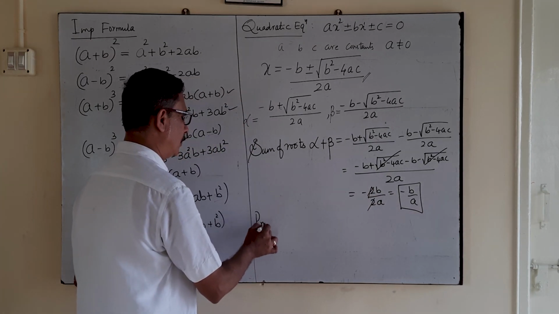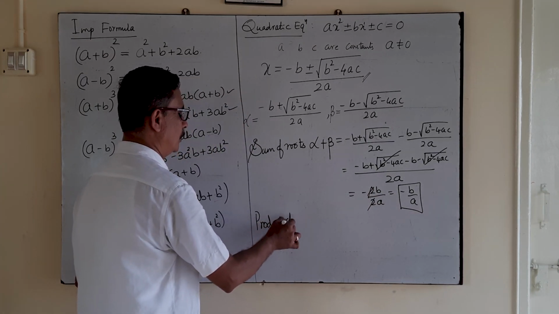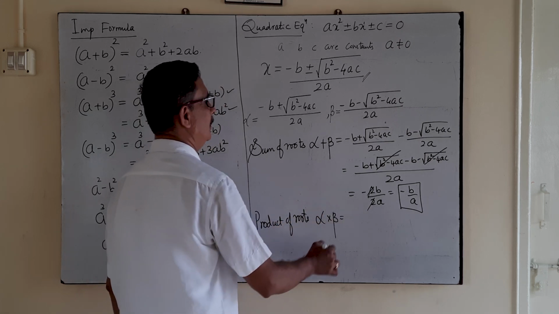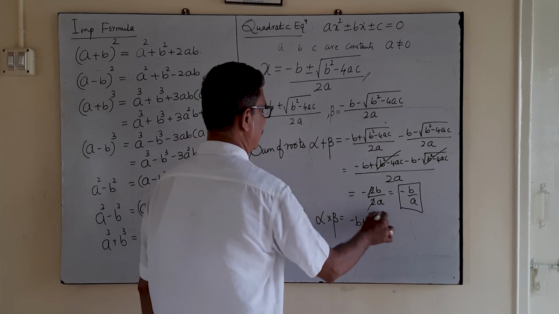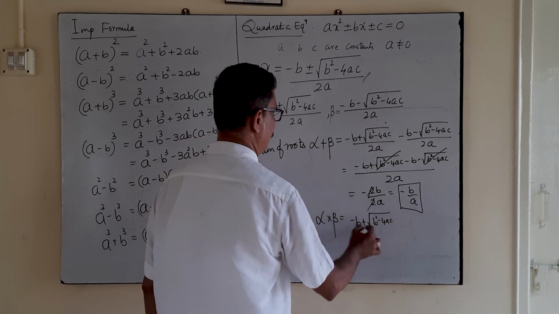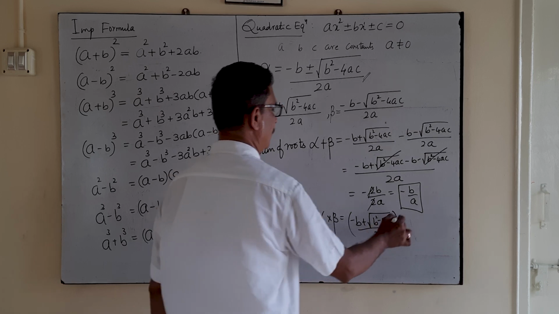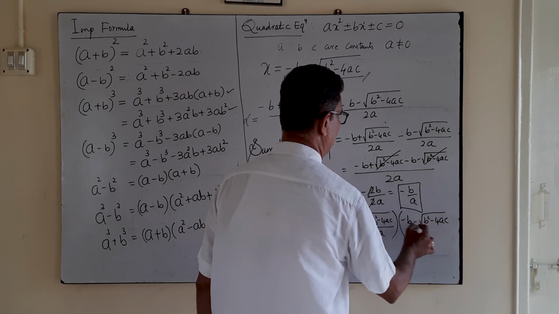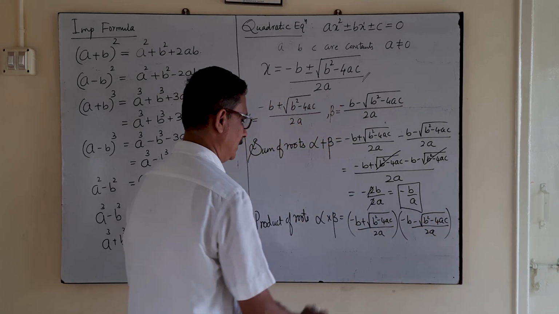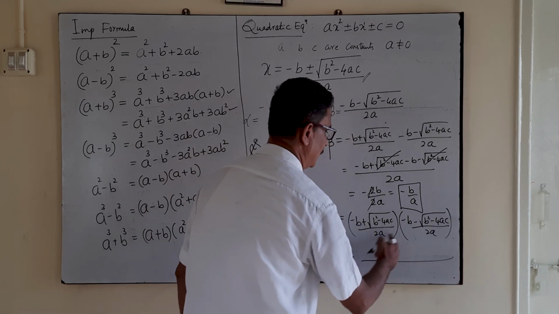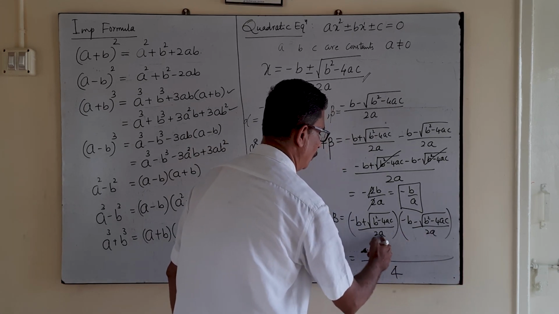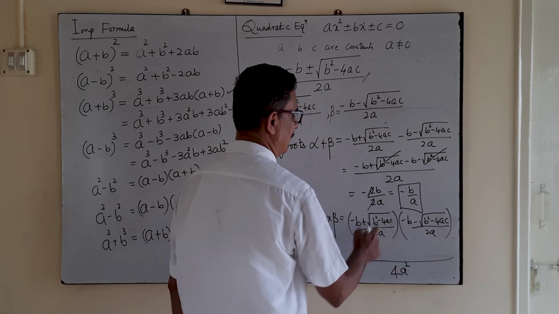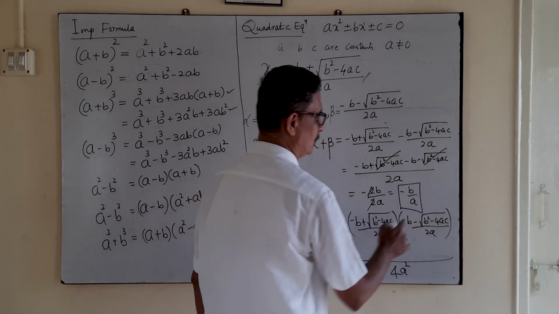Similarly, what is the product of roots? You know this too. If you multiply the two roots, what do you get? Alpha into beta. What is alpha? Minus b plus root of b square minus 4ac divided by 2a, into beta, minus b minus root of b square minus 4ac divided by 2a. Multiply the two: denominator 2a into 2a, 2 into 2 is 4, a into a is a square, correct? Numerator: minus b plus root b square minus 4ac, into minus b minus root b square minus 4ac.